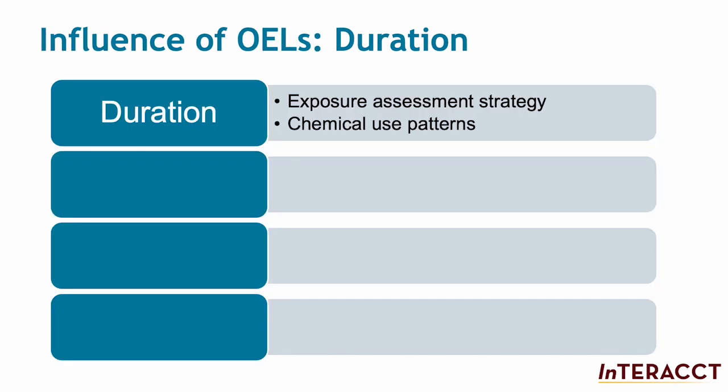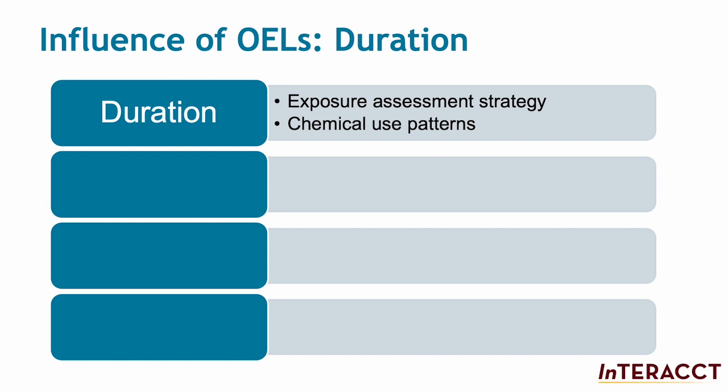There are a number of ways that aspects of OELs can influence industrial hygiene practice. Duration of the OEL is one factor. Whether the OEL is an 8-hour or short-term exposure limit influences the exposure assessment strategy that will be used to assess compliance. For example, a short-term OEL may lead the industrial hygienist to use real-time samplers or collect integrative samples over 15-minute periods during a job task when the chemical is being used.